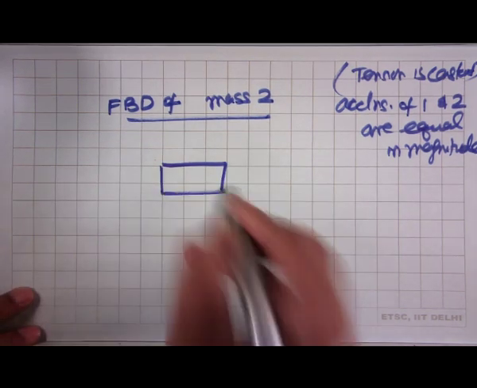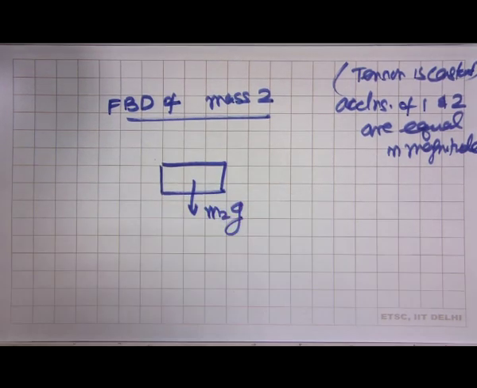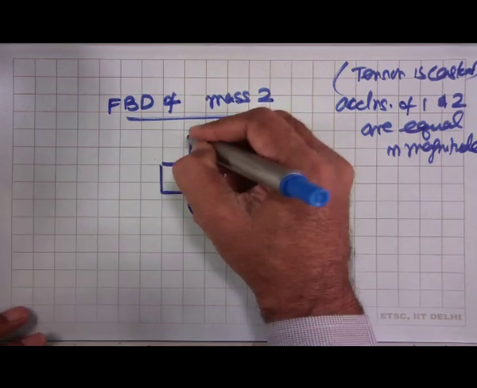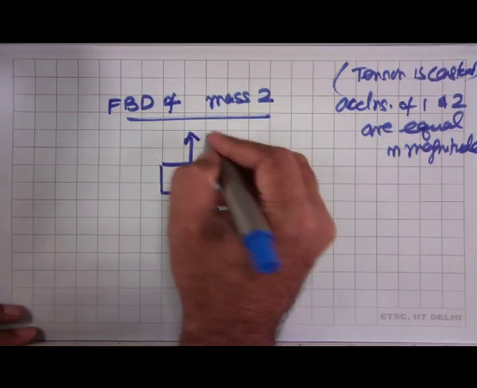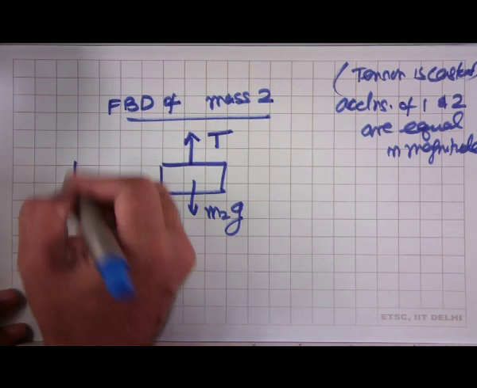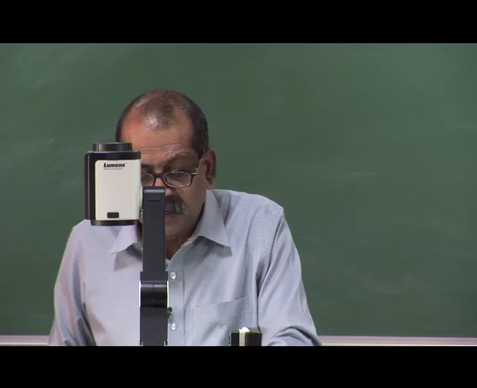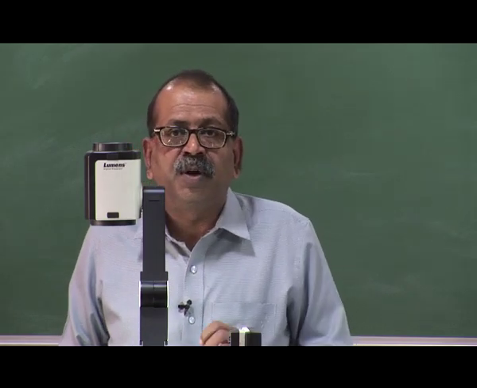Now, on mass 2 we have its weight, which is equal to m2g acting down, and the string pulls this mass with a force, we call it T. So, this is the free body diagram of mass 2. This will move only vertically, so we have only one direction, it is a one dimensional motion. Let us say y is upwards here.